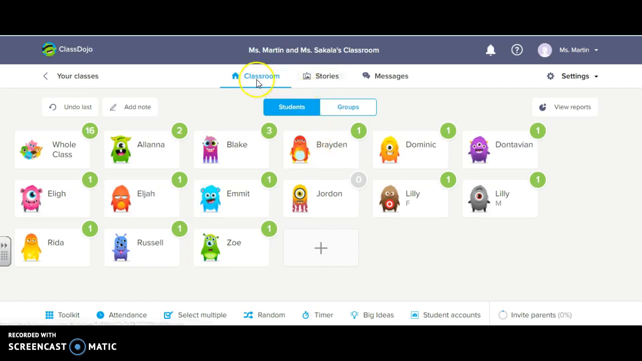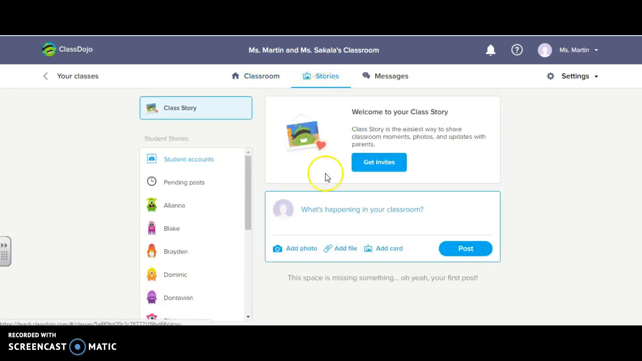With Class Dojo, you can be in the classroom, or you can go to stories. As a teacher, I can go here and I could talk about what we're doing for the week, what type of things we're doing in math and science and social studies, anything like that. Pictures, any kind of information. You can even take a picture of a form and put it on there if you need to. Even like a permission slip, so parents see it and know that it's coming home.